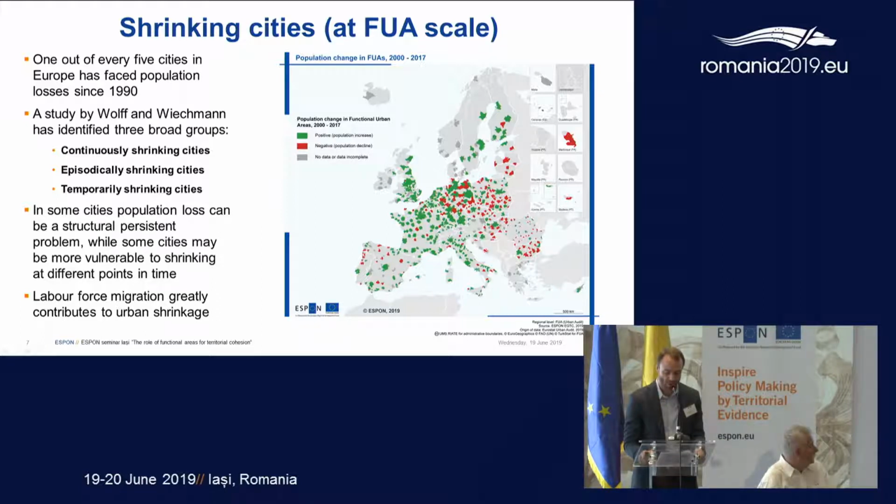And what we found out is that, in fact, one out of every 5 cities in Europe has faced population losses since 1990. The shrinkage is not similar in all cities. There are continuously shrinking cities. There are cities with episodical shrinkage. There are cities which are temporarily shrinking. And obviously, in many cases, the shrinkage is due to labor migration.